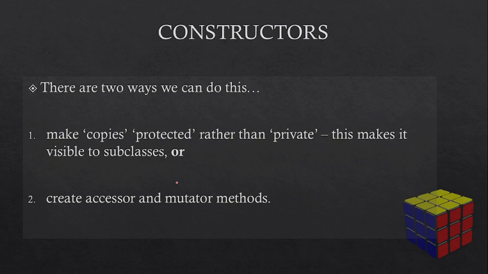So there are two ways for book and magazine to access our copies. One, to make copies protected. So instead of private, its access modifier is protected. So this makes it visible and accessible to subclasses.